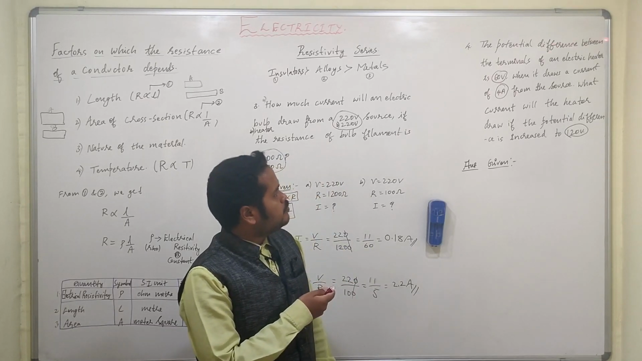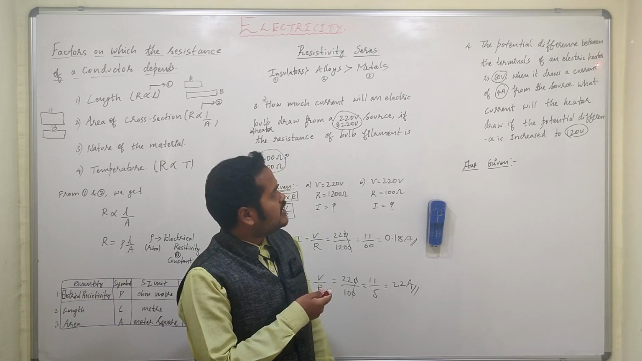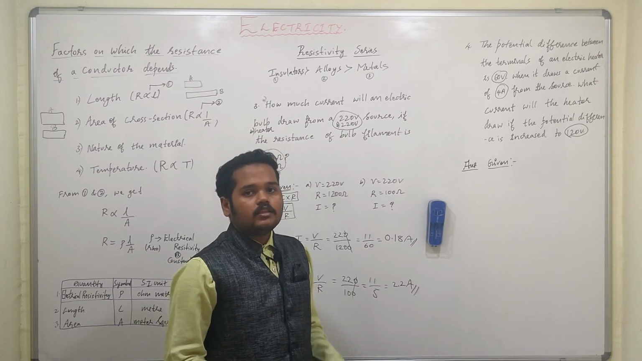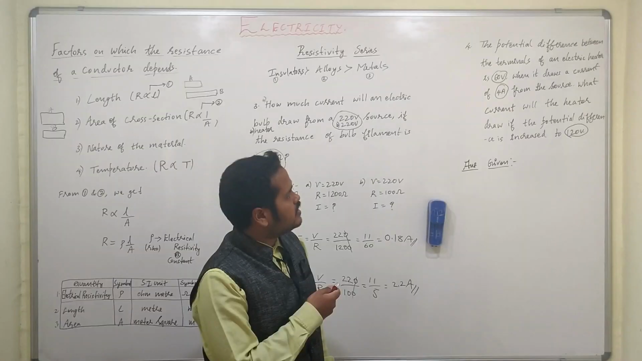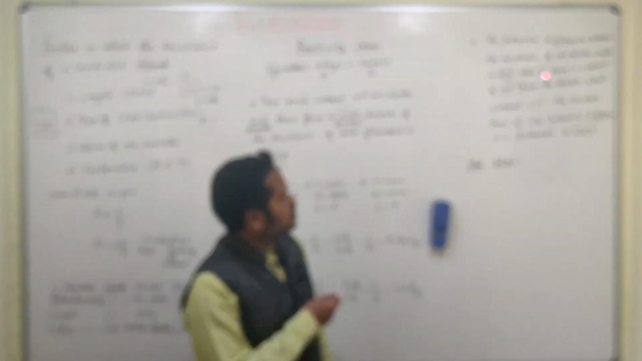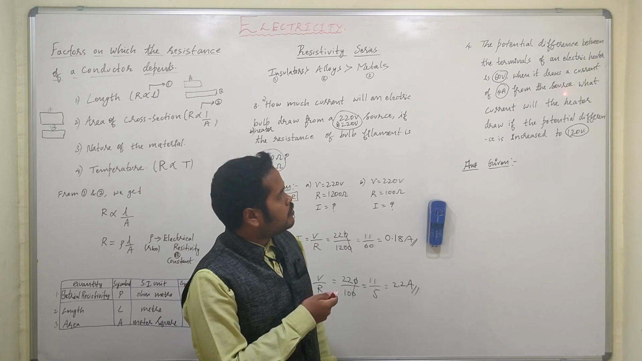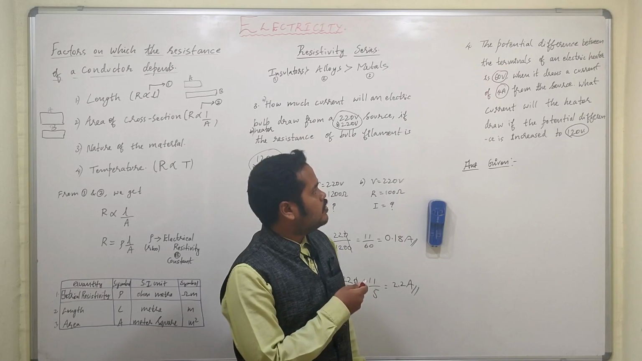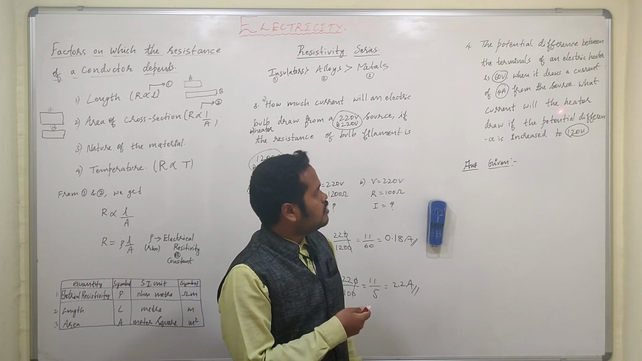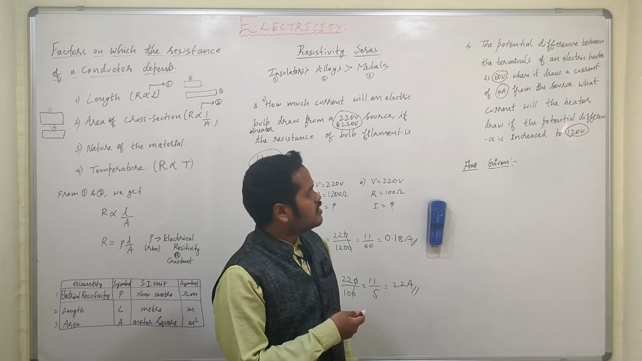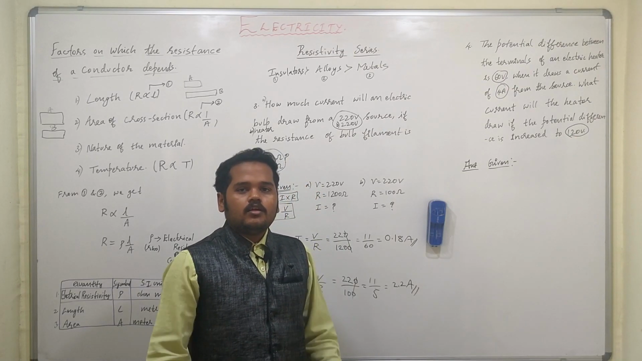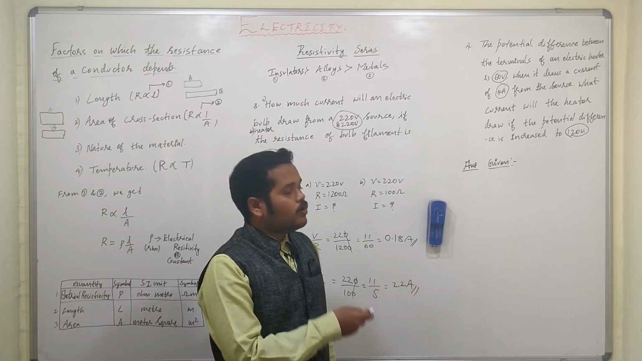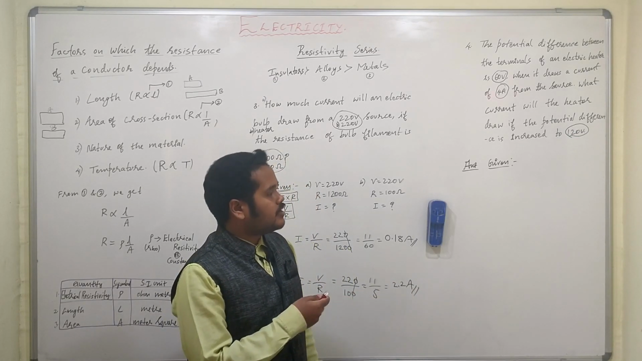The potential difference between the terminals of an electric heater is 60 volt. We have an electric heater. The potential difference at the two ends of the electric heater is 60 volt when it draws a current of 4 ampere from the source. When 4 ampere of current is drawn, the voltage is 60 volt. Now what current will the heater draw if the potential difference is increased to 120 volt? So using the battery, if we increase the potential difference to 120 volt, what will happen to the current is the question.